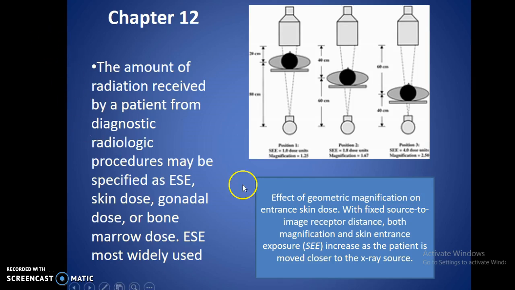The amount of radiation received by a patient can be specified a few different ways: entrance skin exposure, skin dose, gonadal dose, bone marrow dose. Entrance skin exposure is probably most widely used. They want to know about how much the skin is being exposed for each particular technologist. This goes into a little bit the distance involved between them and what kind of exposure you get. Not a very clear slide, but it gives you the basic information.